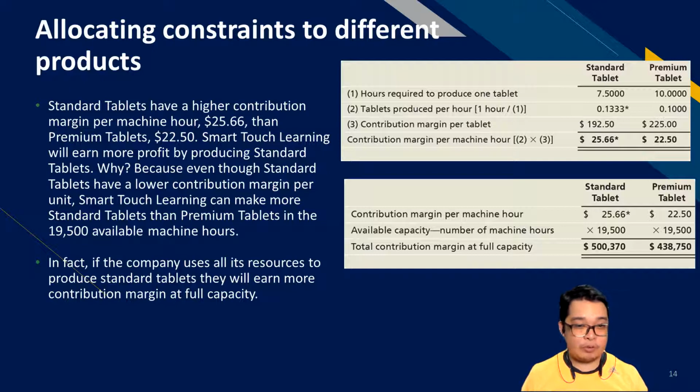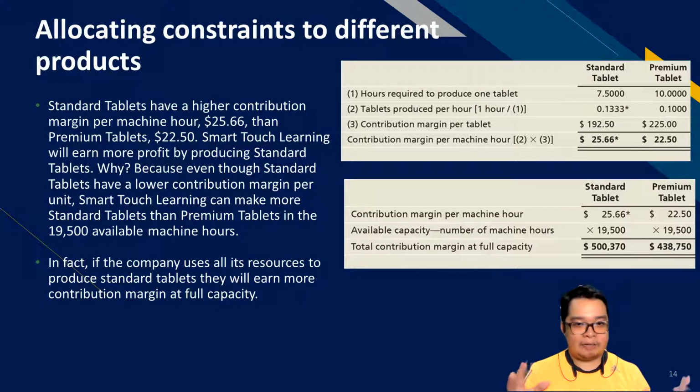Why don't we do that? Because that has to align with the market. If we cannot sell it, this is just looking at production and finance. We are insensitive to marketing in this sense. We're not thinking about marketing and sales, but we have to ask marketing and sales how many they can sell. Me, I know that on the production side, if we have a choice, we'd rather sell standard tablets because it gives us the higher contribution margin per constraint.